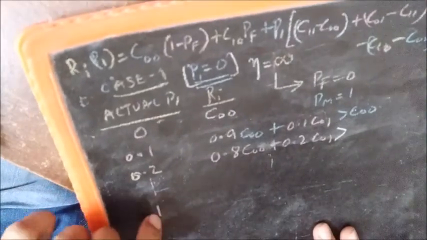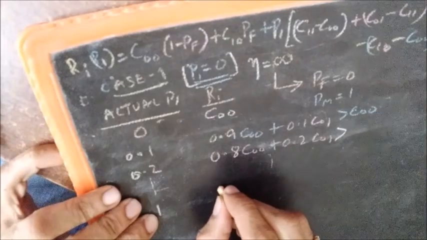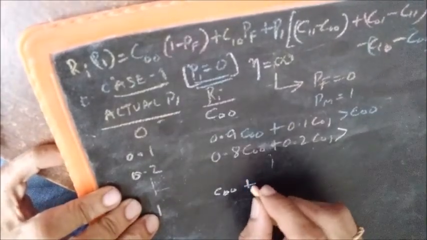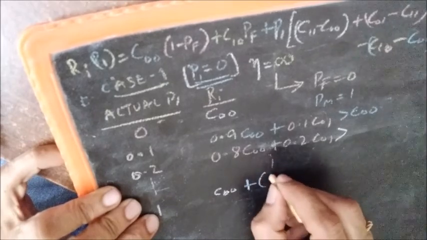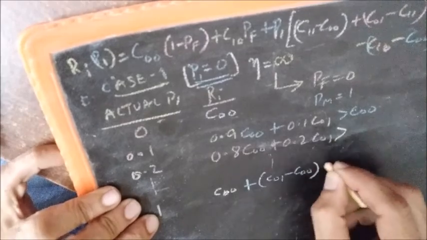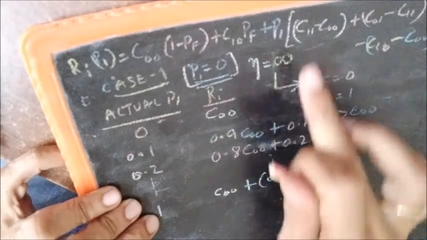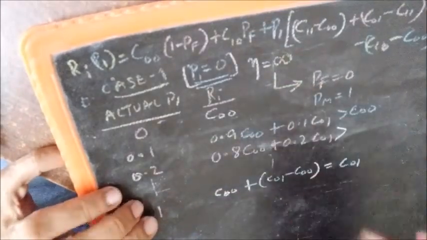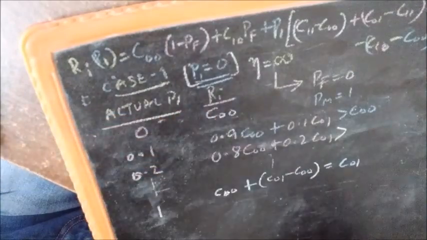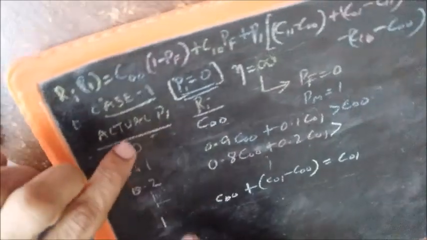when the actual P1 is 1, your cost will be C00 plus, as P1 is 1 now, C01 minus C00, which will be C01, which will be more than all the previous costs for other values of P1. So you can see that the risk varies from C00 to C01 as the actual probability of hypothesis H1 varies from 0 to 1.